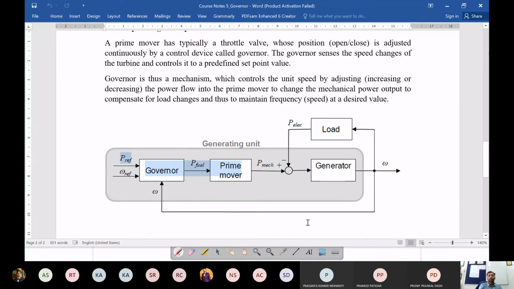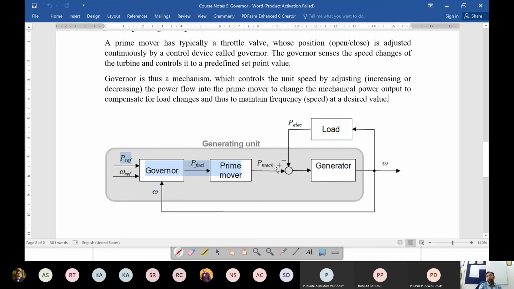But either way, if you sense even one of those, that is okay. So that goes as an input to the governor. As soon as there is a disturbance here, this omega will change from its reference value. There is a reference power output and a reference speed, which are given as the set points to the governor. Those are the control inputs for this governor mechanism.